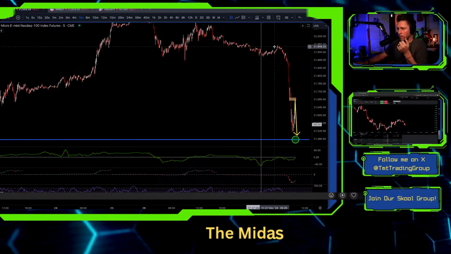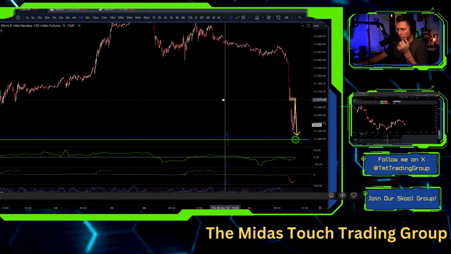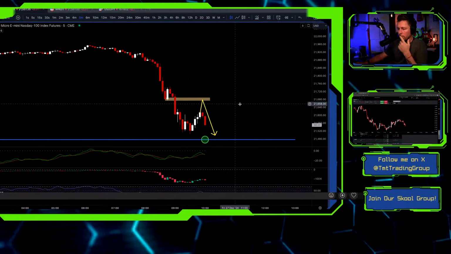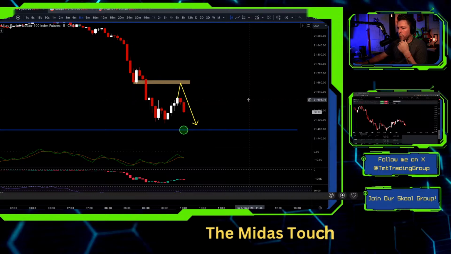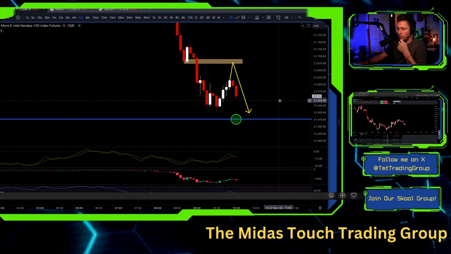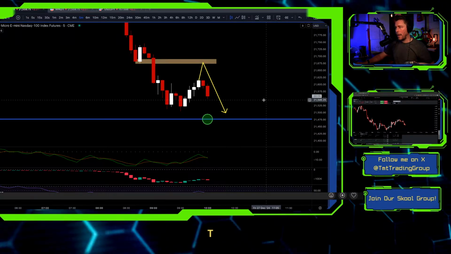Price kind of held up for a minute and then just, you know, gave out. So you could trade maybe a micro on your Apex account and do something like that. You know, you could average in, maybe add one order or something.